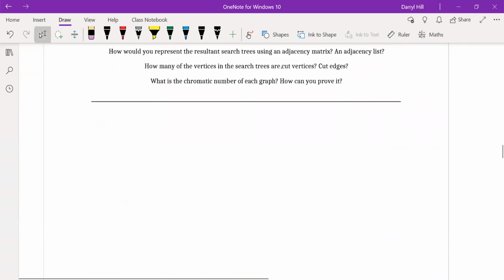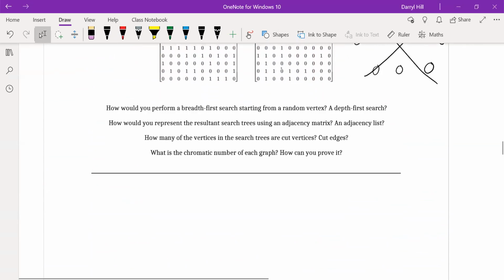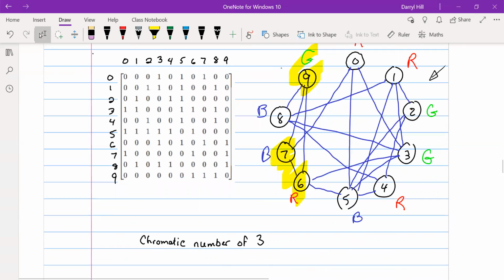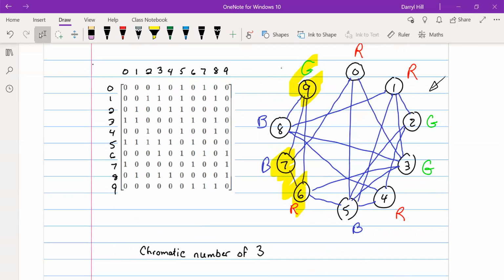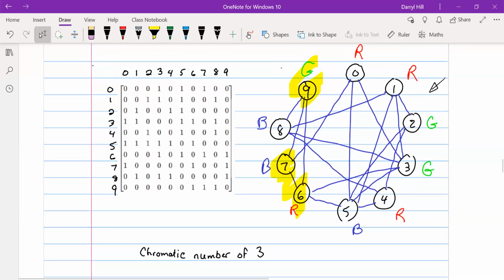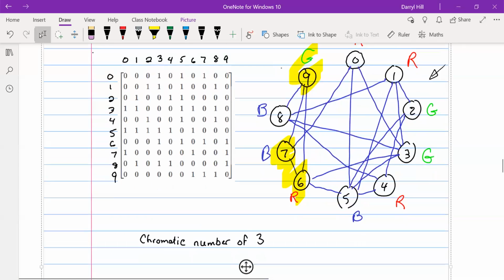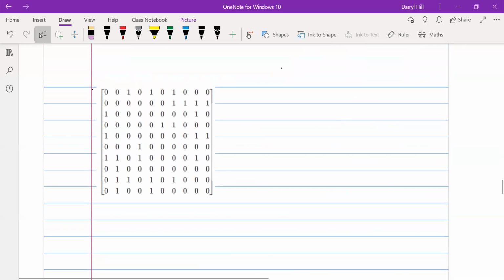I'll show you how to do it. You can also do a breadth first search and depth first search starting at a random vertex. You can do it on your drawn graph here, or you can just do it on the matrix itself, right? Let's do it for the other one. This one's not really all messed up like that. So if I wanted to do, say, a depth first search, or a breadth first search.